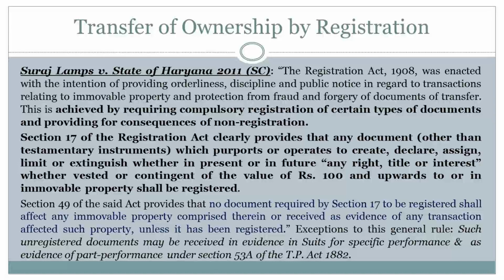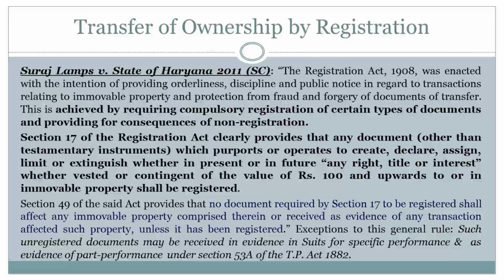Suraj Lamps, I quote, "The Registration Act 1908 was enacted with the intention of providing orderliness, discipline and public notice in regard to transactions relating to immovable property and protection from fraud and forgery of documents of transfer. This is achieved," and pay close attention now, "by requiring compulsory registration of certain types of documents and providing for consequences of non-registration. Therefore, Section 17, ladies and gentlemen, of the Registration Act clearly provides, and Section 17 of the Registration Act is the most important section in that act, clearly provides that any document other than testamentary instruments.